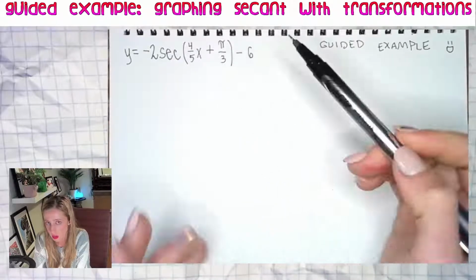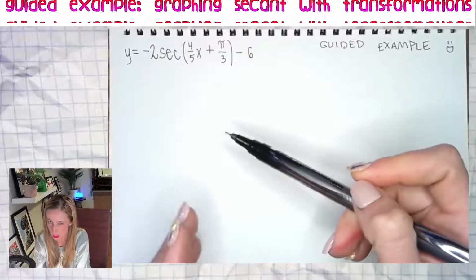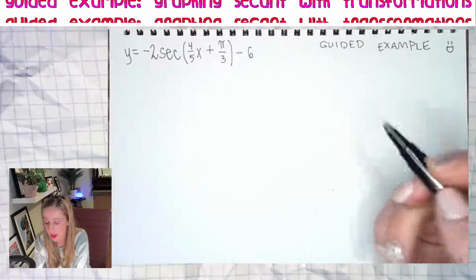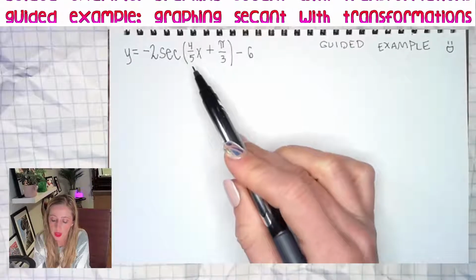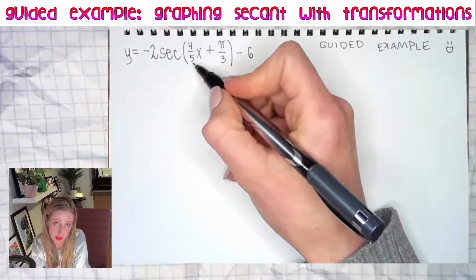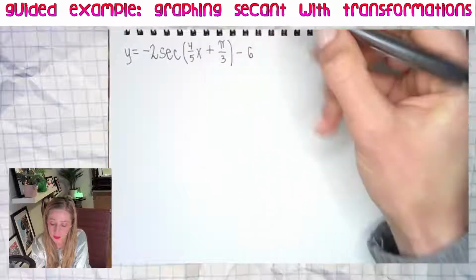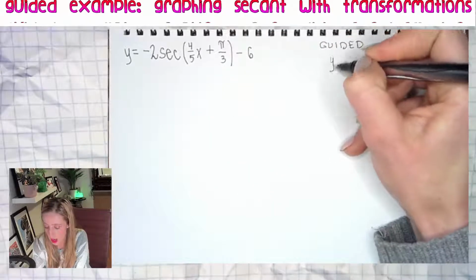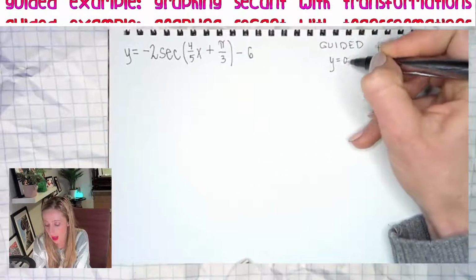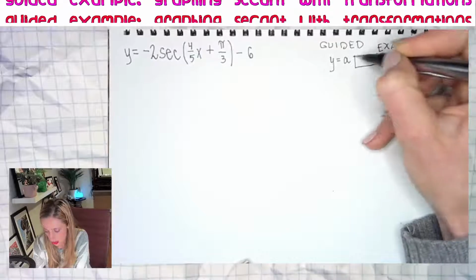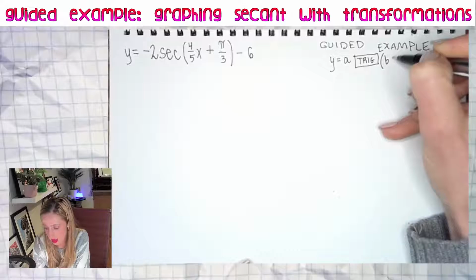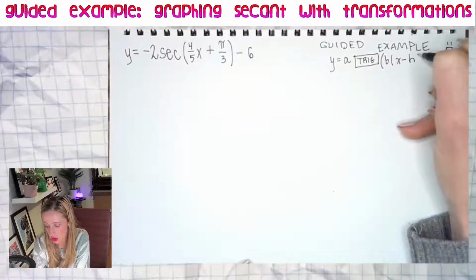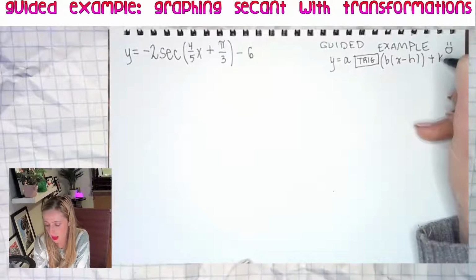I chose to do this in the guided example this time because I don't want you to try it by yourself the first time, but I chose to do something a little bit messier this time where we're going to have to factor out 4/5 to have it in the form that we like, which is y equals a trig (b(x minus h)) plus k.